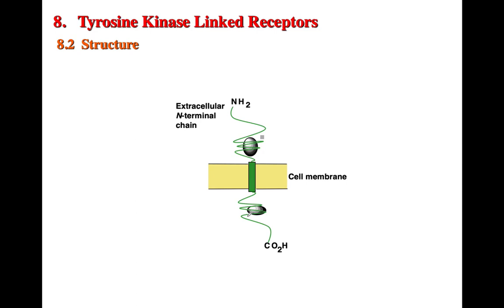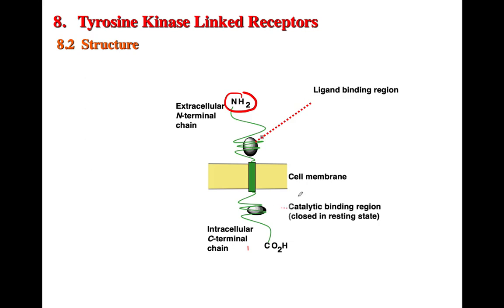Now, the tyrosine kinase receptors have an extracellular N-terminal chain, and the intracellular C-terminal. They have a ligand binding region and then a catalytic binding region. So this region is closed when it's in the resting state. It opens up once you have ligand binding. Then you have the transmembrane region, which is a hydrophilic transmembrane region.